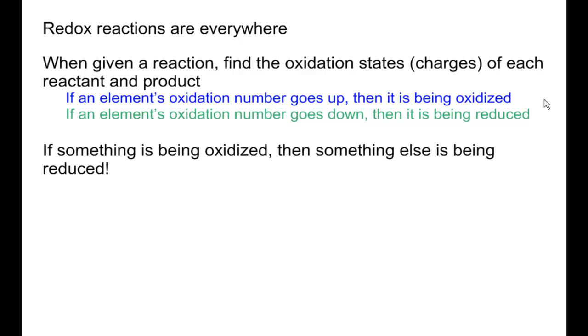Now, oxidation does not happen without reduction. Reduction does not happen without oxidation. So they both have to happen. So let's look at an example. This is a single replacement reaction, and we have a metal replacing another metal. So what we need to do first is figure out the charges for all of our species.